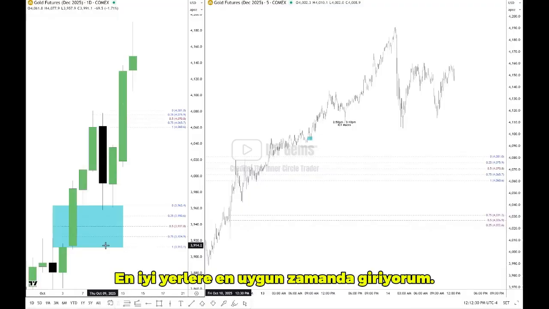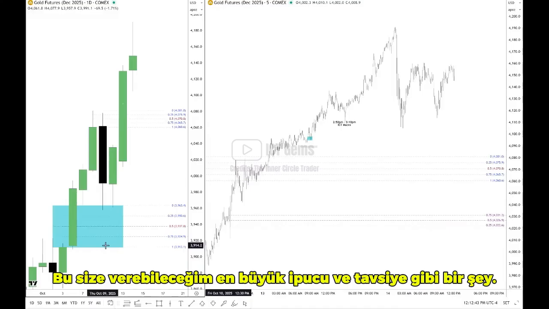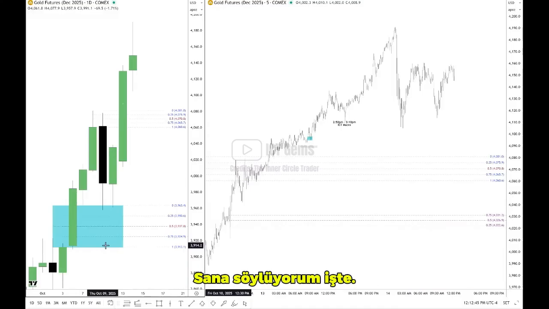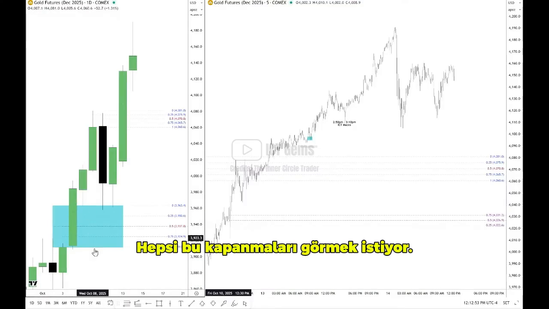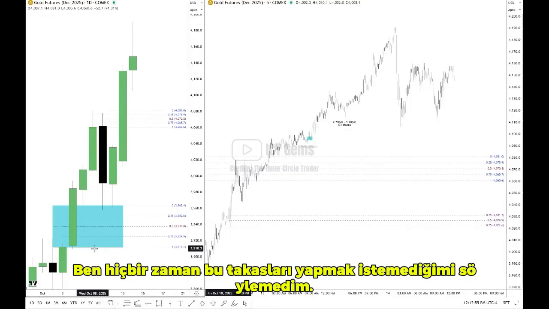I'm entering at the best places at the best time, and I'm looking at areas where they don't fully close in, or I'm entering just after that's occurred. That's like the biggest tip and hint I could give you as a smart money operator. I'm telling you, literally, that is worth its weight in gold. They all want to see these closures. That's not what I've ever taught. I don't want to take those trades.